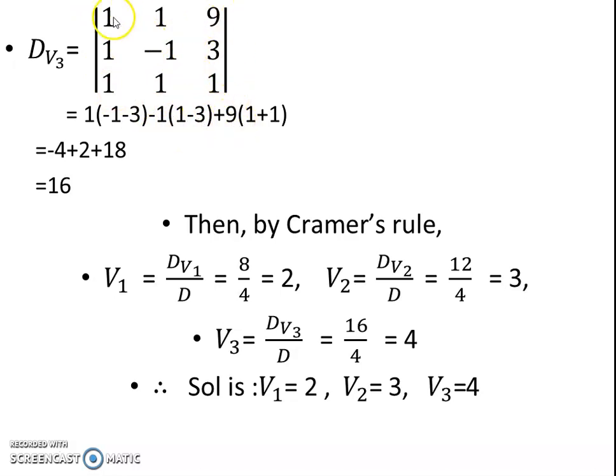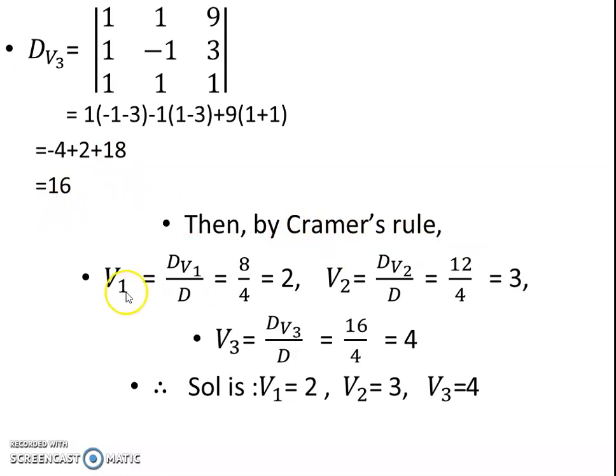Last but not least, first row, last column, we have to multiply 1 into 1, and 1 into minus 1, minus minus plus 1. So 9 remains the same. Minus 1 minus 3 is minus 4, into 1, minus 4 remaining. Minus 1 minus 3 minus 2 into 1, minus 1 plus 2. 2 into 9 is 18. So we derive the final answer is 16.